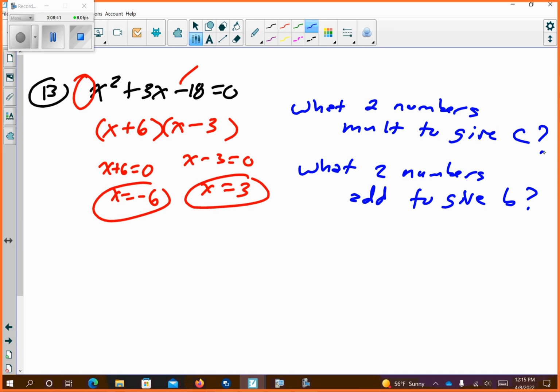Anything else you would like to see? Sovereign. How much? 12. 12? Oh, okay.